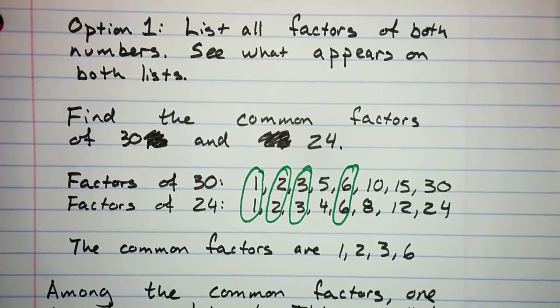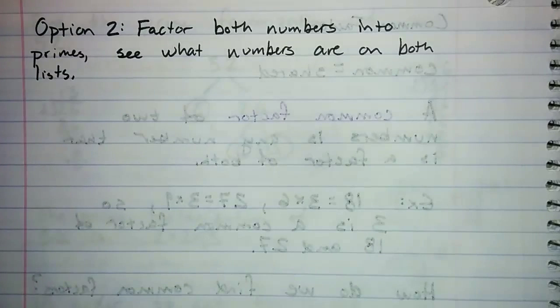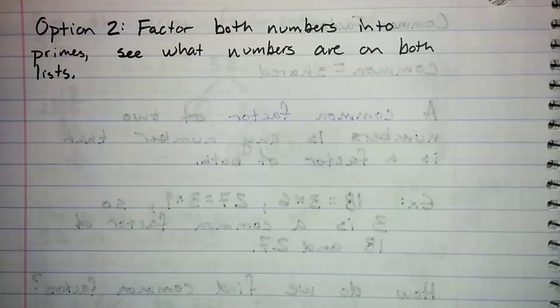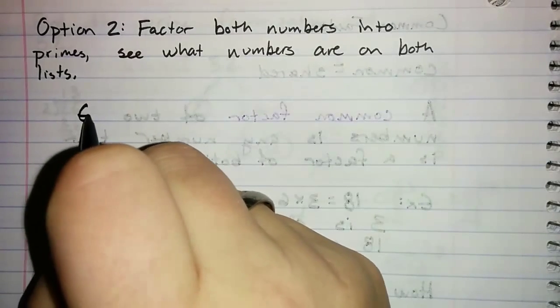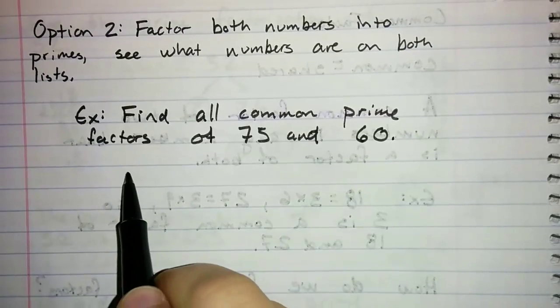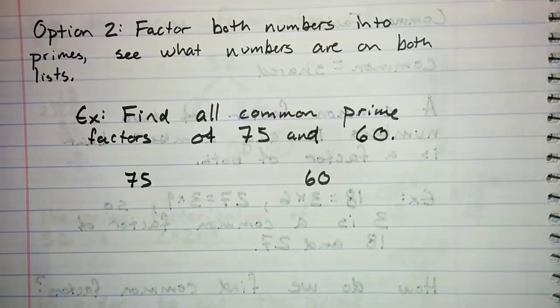If we just want any old common factor, there's an easier way. Our second option is to factor the two numbers into primes and see what numbers are on both lists. So for example, maybe we want to find the common prime factors of 75 and 60. Or maybe we want to find at least one common factor that isn't 1. Well, we'll start by factoring 75 and 60 into primes. Pause the video and factor these numbers into primes.